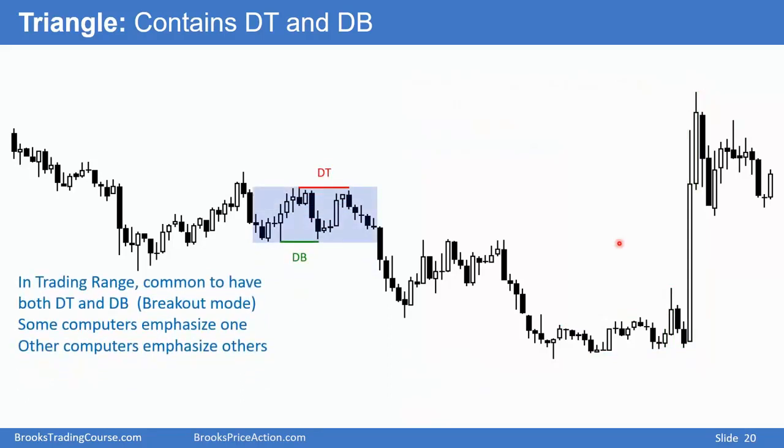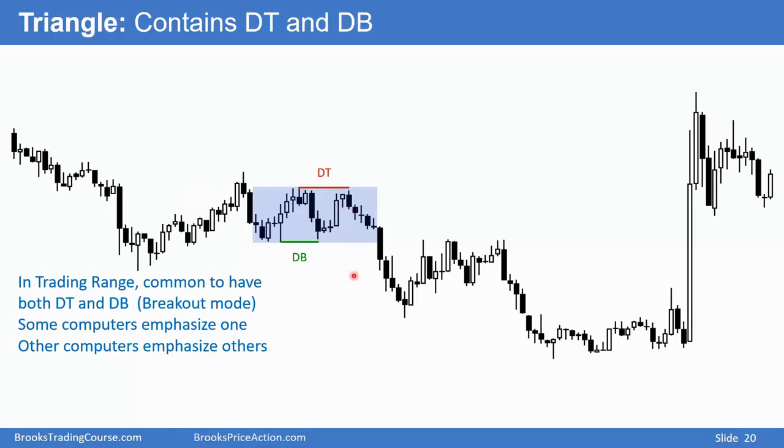Trading ranges always contain double tops and double bottoms. It's in breakout mode. Will the bulls succeed? Will this double bottom lead to a rally? Will the bears succeed? Will this double top lead to a sell-off? Some computers believe the rally is more likely. Other computers believe the trend resumption down is more likely. Once you get a trading range that has 20 or more bars, the probability of a bull breakout becomes the same as the probability of a bear breakout.